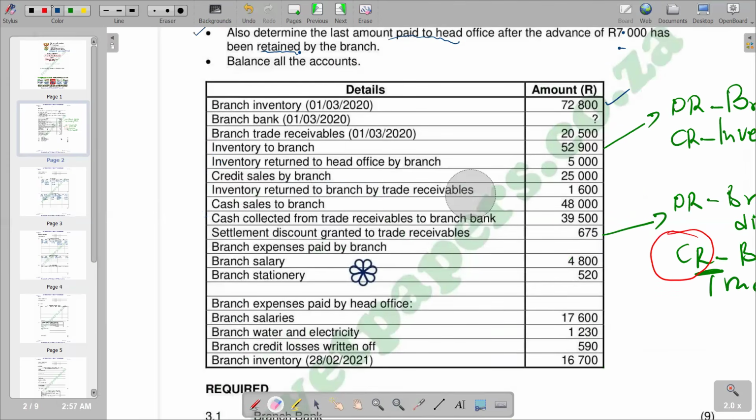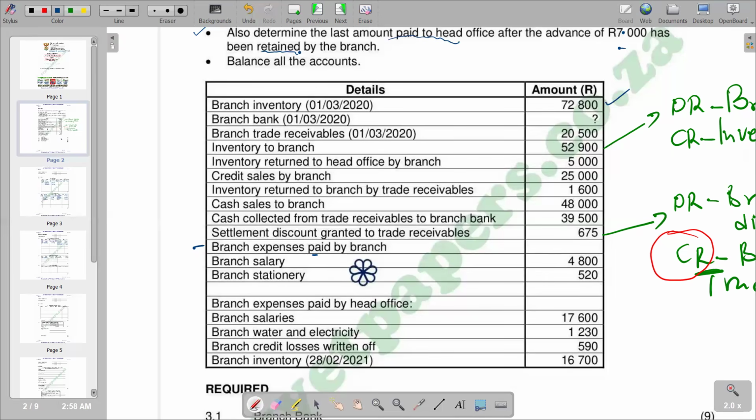Then we can go to the next one, which is paid by branch. Branch expenses paid by branch: branch salary 4,800, and then we also have branch stationery 520. So it means the bank is the one which is paying. Money is coming from the bank, so we credit the bank to show the payment, and debit branch salary. We credit branch bank with 4,800, and then we debit branch salary with 4,800.